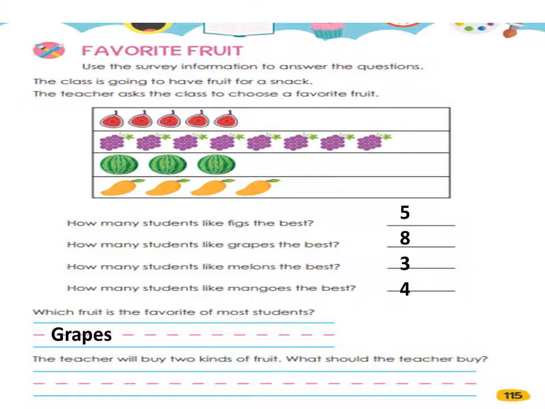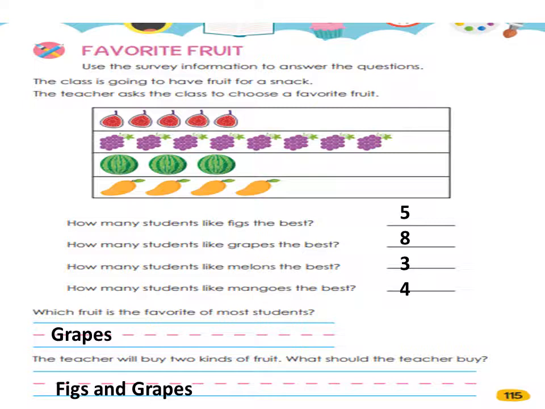If I will buy 2 kinds of fruit, what should I buy? Now I have numbers for fruits that students love, and I will go to buy this fruit for my students, but I will buy only 2. Which 2 will I buy? Excellent, the 2 that have the biggest numbers. The biggest numbers here, we said 8 for grapes and 5 for the figs. So I will buy figs and grapes.